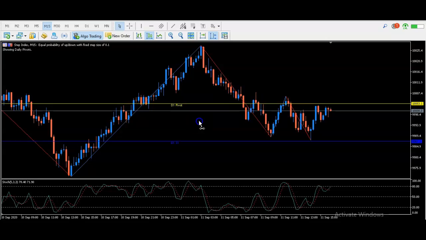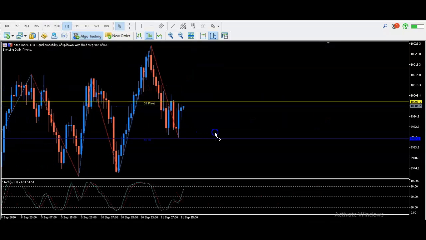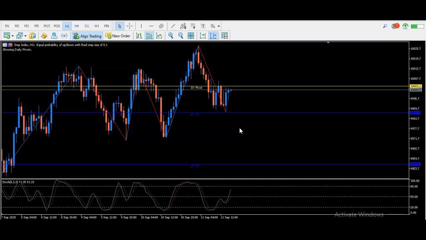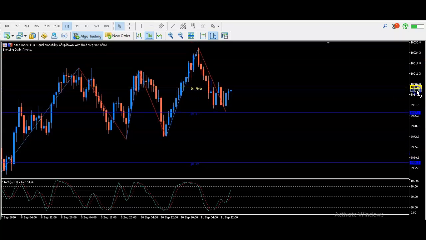So how do you use this? We are going to be combining price action with the stochastic. How do you start? You want to go to your H1 first. Now we're on H1. When you come to H1, you want to find your overbought and oversold regions.